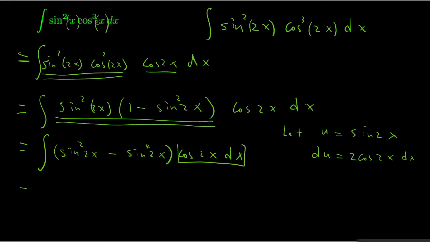Your imaginary box is here. The other function together with dx is your imaginary box. Solve the imaginary box as a number times du. So cos of 2x dx is equal to half of du. After that, we are ready to convert everything in terms of u, right?